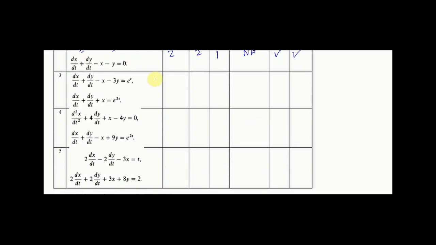For number 3, there are two dependent variables, first order, first degree. Regarding homogeneity, it is non-homogeneous because of the presence of f of t in both equations. This is linear, yes, and this is normal. I think you can solve this.